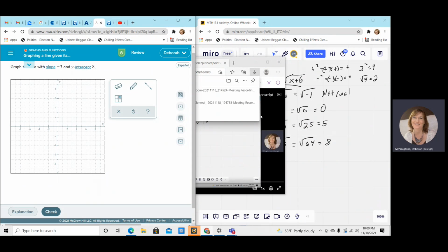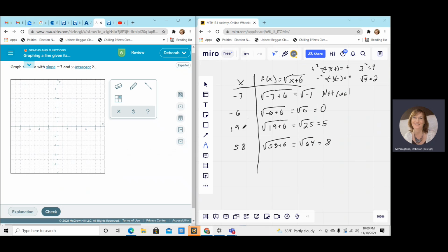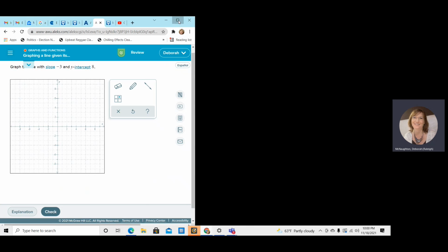All right, so for this one, let me get rid of these extra things. There we go. For this one, I don't need the Miro board. Let me make this big.